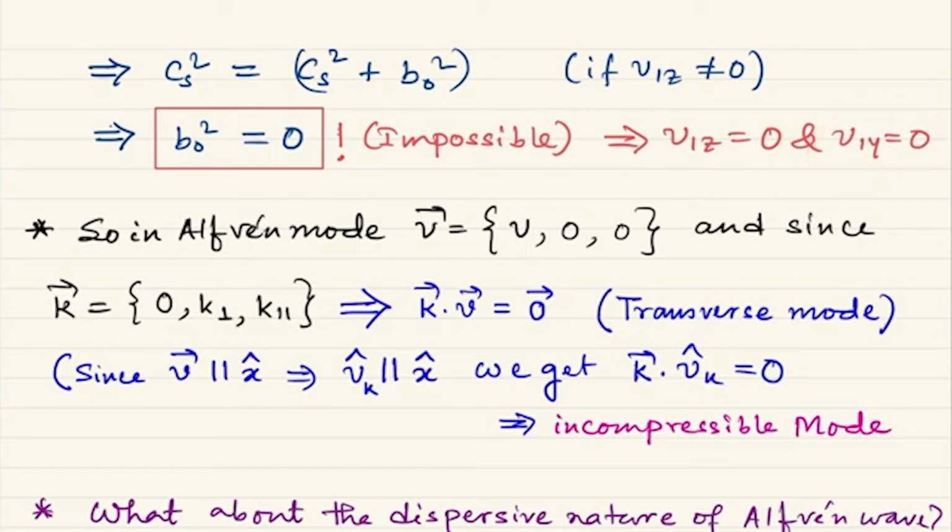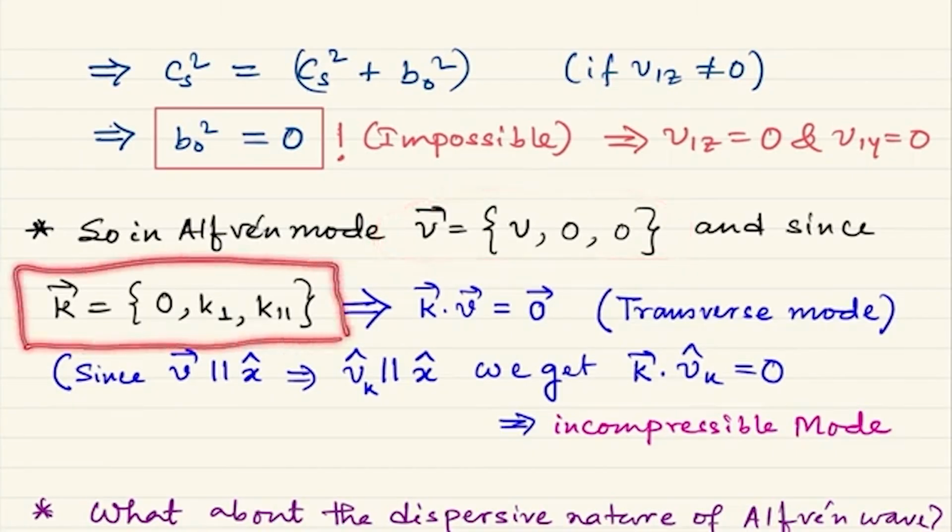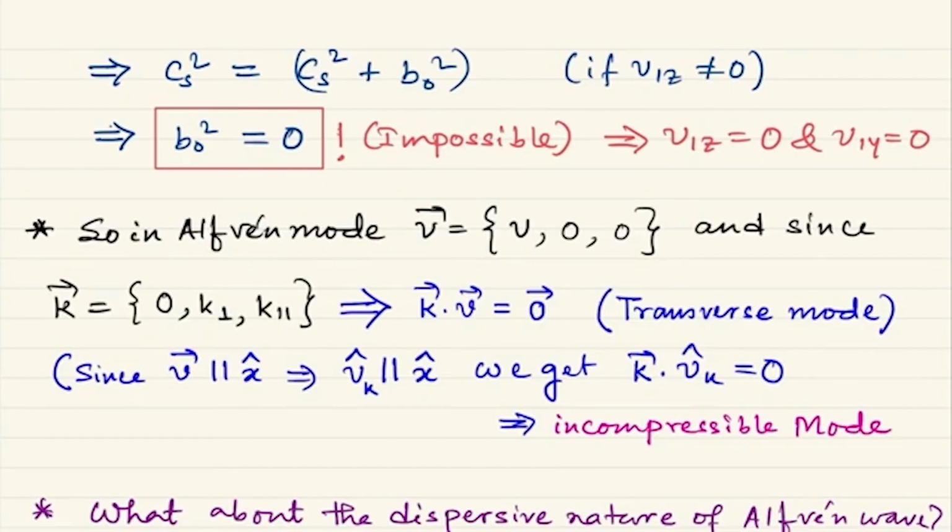So the only non-zero component of V is the x component, and so our V can be written in this way. But our propagation vector, as our smart choice said, is equal to 0, k perpendicular and k parallel. So we can simply write that k dot V is equal to 0. So the particle velocity is perpendicular to the wave propagation, and that's the definition of a transverse mode.